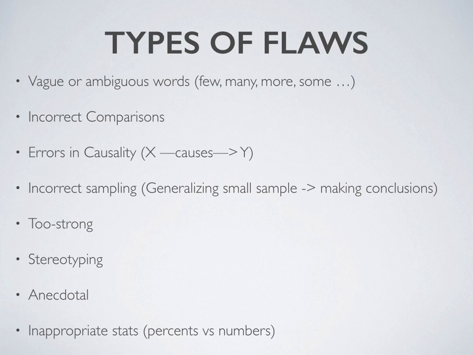The first one is vague or ambiguous words. So assume that you're trying to make an argument for something. Assume that you're doing some kind of scientific experiment and you're trying to make a very logical, properly thought out argument for a cause. If you use words like many or more or less or some, doesn't that poke holes in your argument?